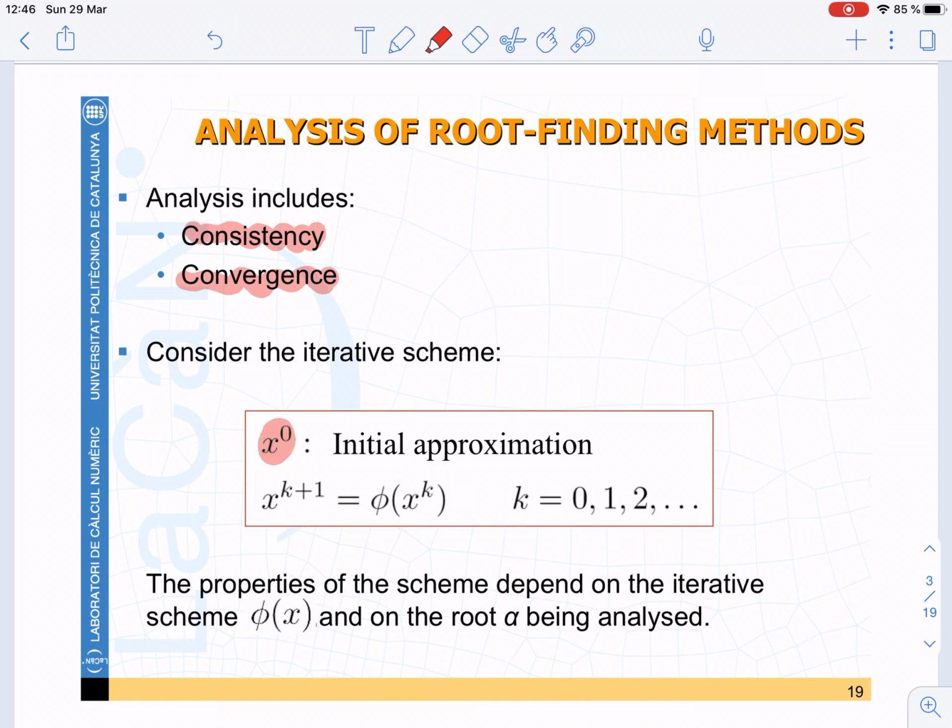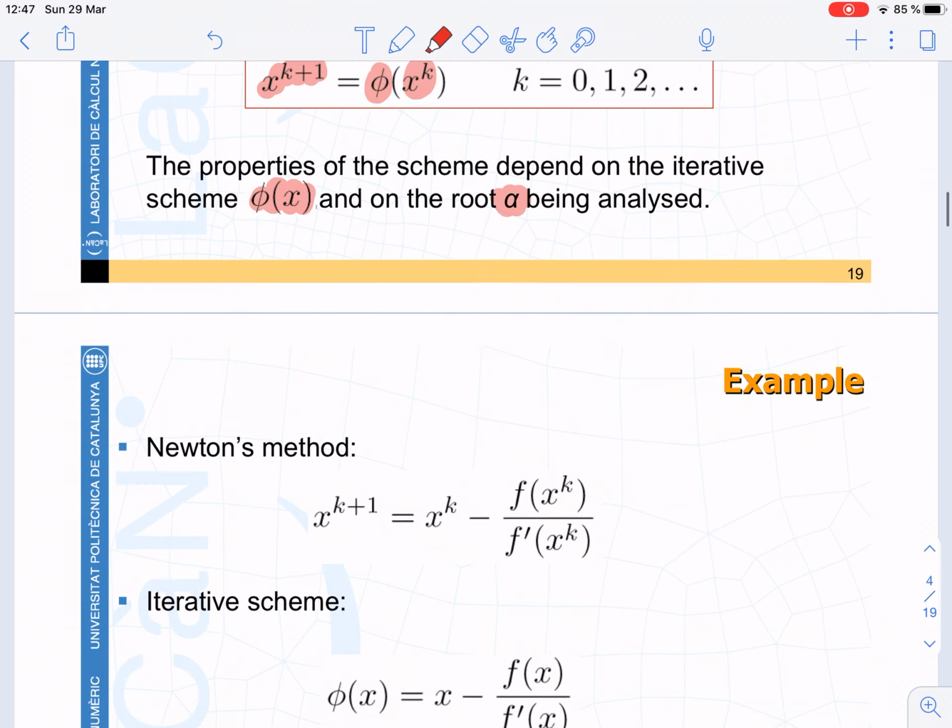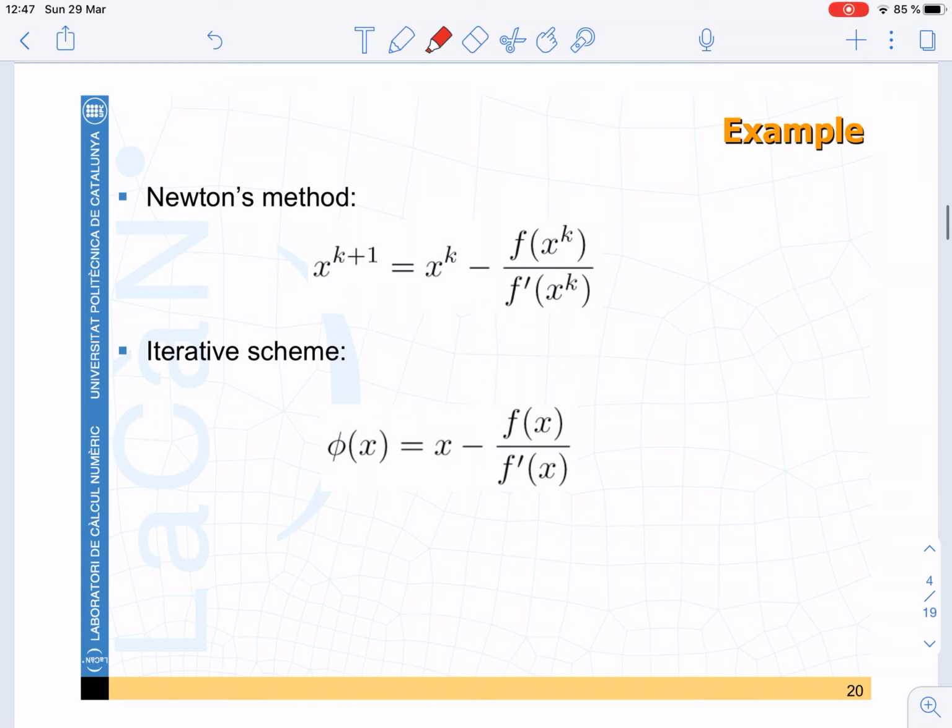We start with an initial approximation to the root, and we iterate with the help of an iterative function phi that acts on x_k to yield x_{k+1}. Now, the properties of the scheme depend both on the iterative function phi and on the root alpha under analysis. We will illustrate this analysis by means of Newton's method.